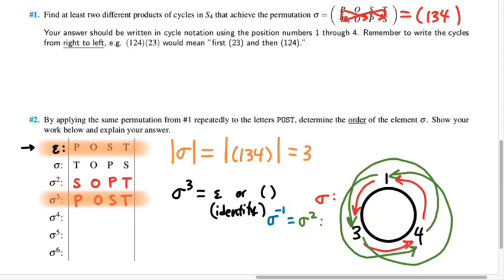And so, from that point of view, what is sigma to the third power? What would it be asking us to do? 3 steps to the right. Well, when any one of these positions takes 3 steps to the right, it ends up exactly where it started. And from that perspective, we can understand why it's equal to the identity. So the order of this 3 cycle is 3.